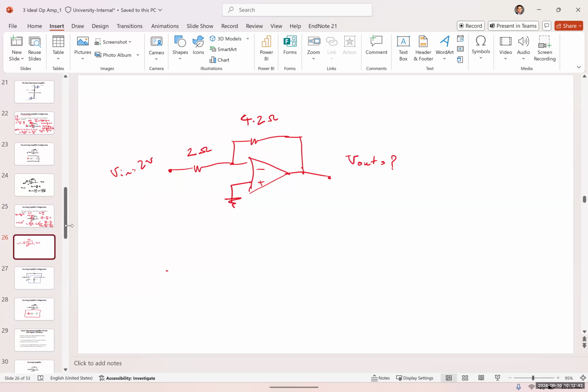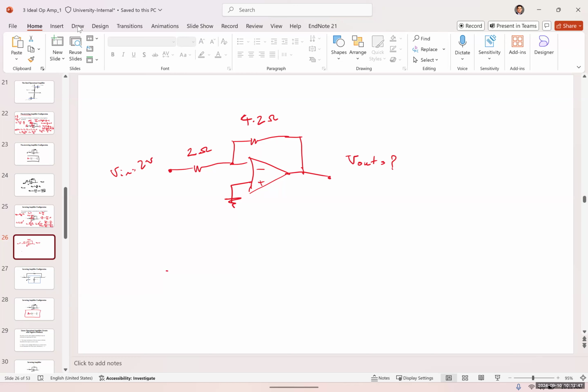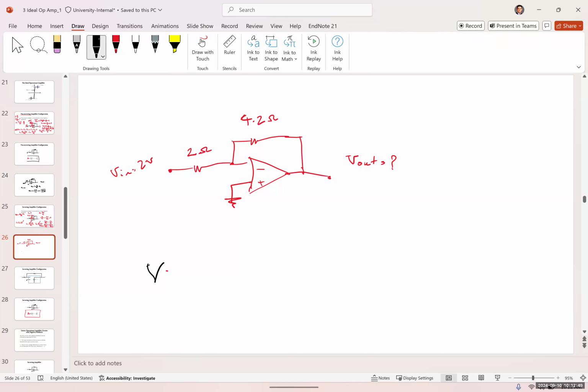So what is V out? V out would be negative R2, which is negative 4.2, divided by 2 times the input voltage, which is 2 volts. So it's going to be 2.1, or we could just simply do this. It's going to be negative 4.2 volts.